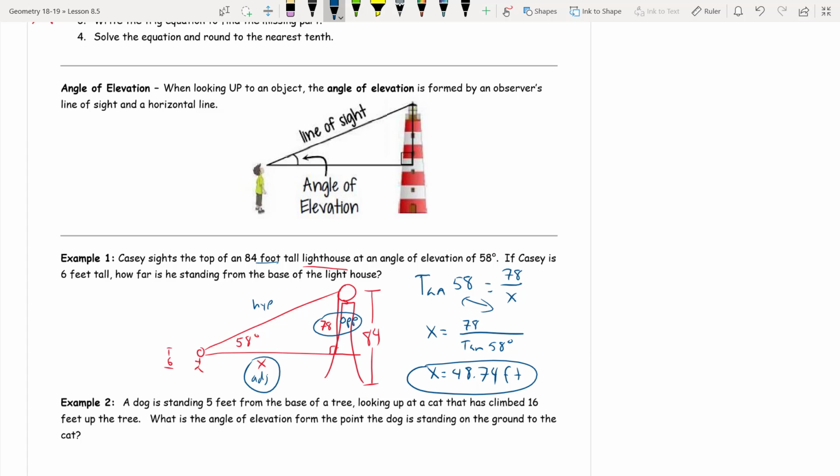If we know that Casey is 6 feet tall, that means that we have to take away 6 feet from the lighthouse in order for us to have the right triangle. In other words, this side of our right triangle is the whole length of 84 minus his height. So just keep that in mind, that can be a factor in your problems.